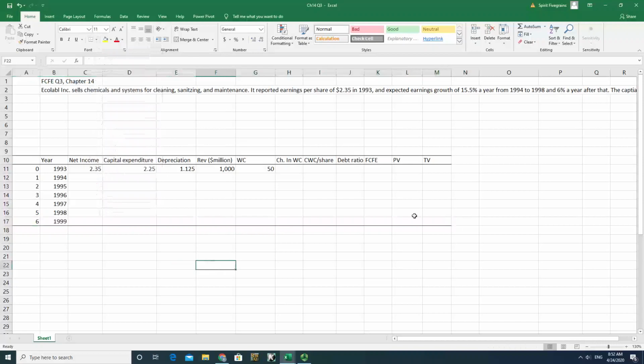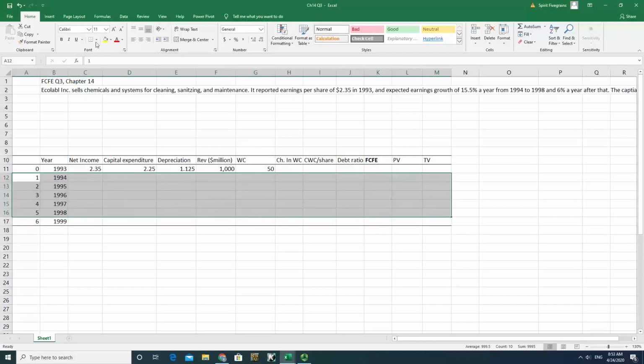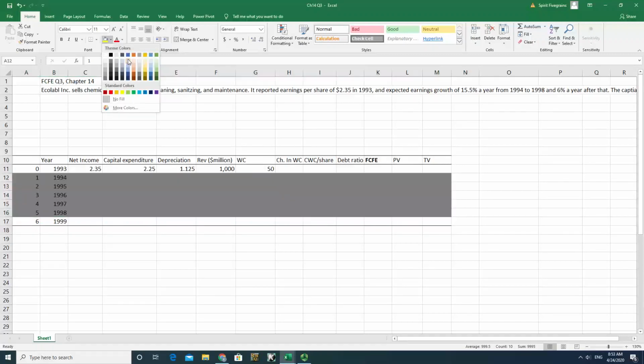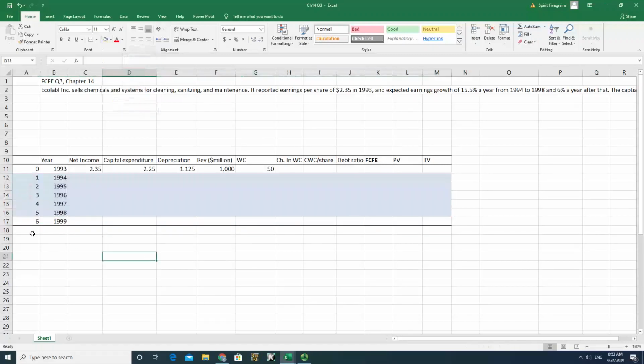And here the source of cash is FCFE. So FCFE is something that I need to estimate. For the next 5 years, I have the 5-year high growth time period. Here's the high growth time period. And the 6th year is the beginning year of the constant growth time period. So I have the first stage and the second stage.